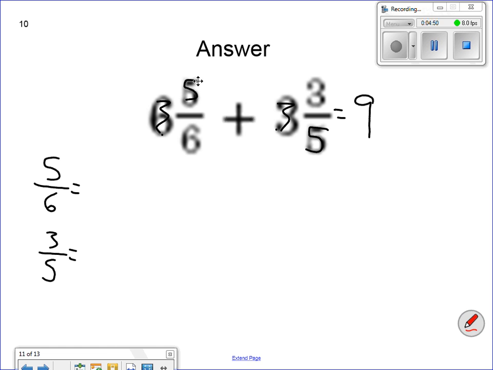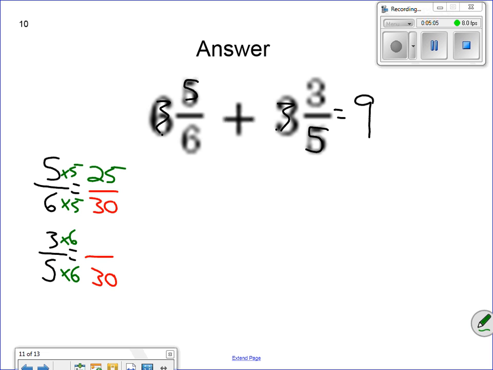6 and 5, common denominators, what do they each go into? They each go into 30. 6 times 5 is 30. 5 times 5 is 25. 5 times 6 is 30. 3 times 6 is 18.